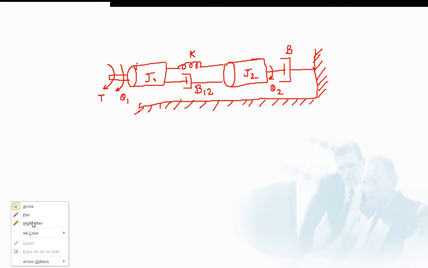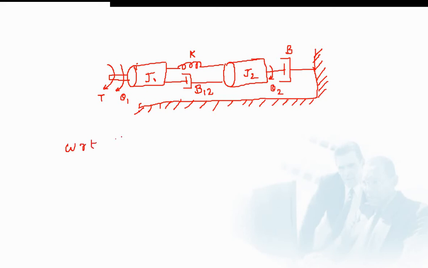As in the case of the mechanical translation system, we are considering something similar or analogous to it. In the mechanical translation system, we were drawing the free body diagram with respect to mass. Here we can draw the free body diagram with respect to moment of inertia, that is, with respect to J1 and with respect to J2.